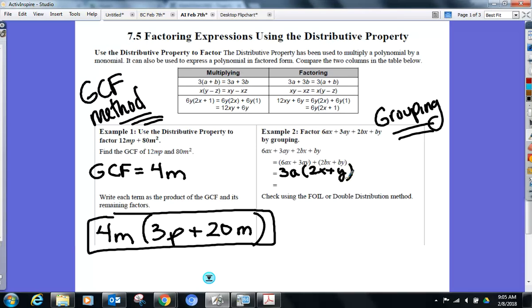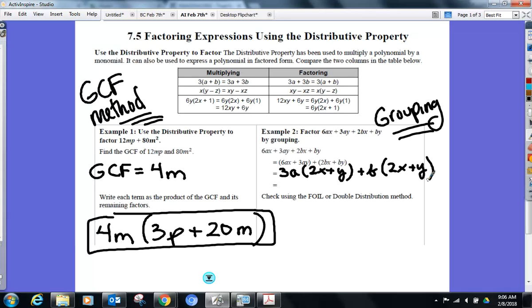Watch the magic that's about to happen now. Do the same thing for the second grouping. Take out a GCF. So you're doing GCF twice here. What can I take out of the second grouping? B. That's it. Watch what's left. What's left? 2x. They matched. That's how you know you're doing this method correctly: what's left inside the parentheses should match. So how do I finish this?